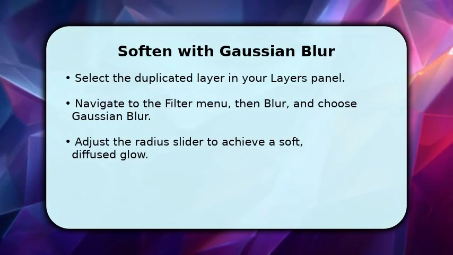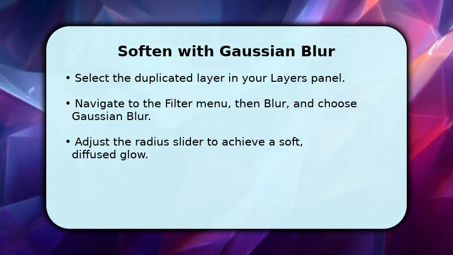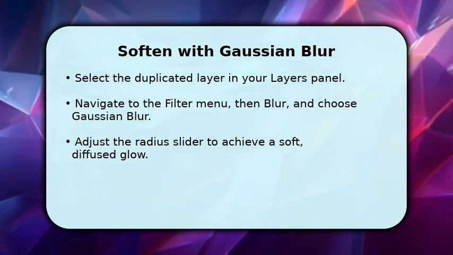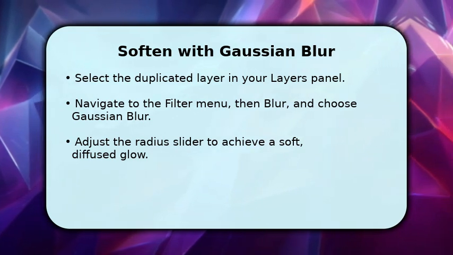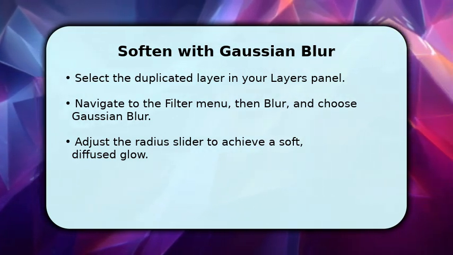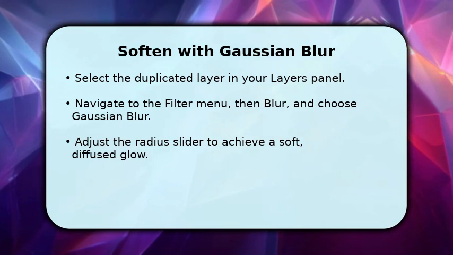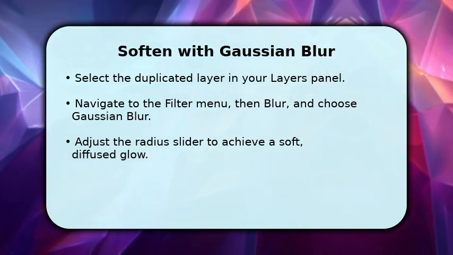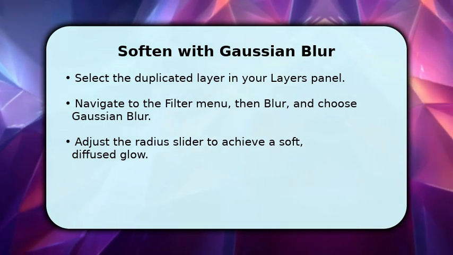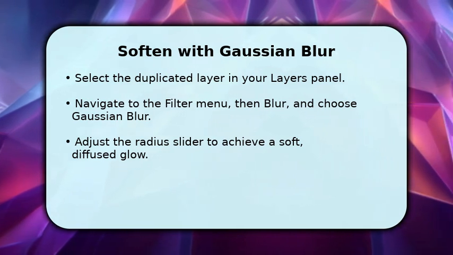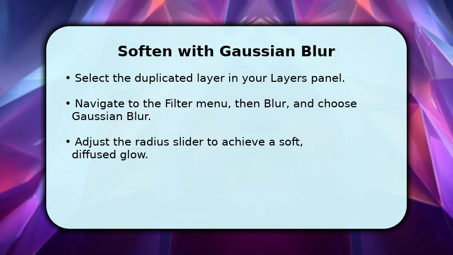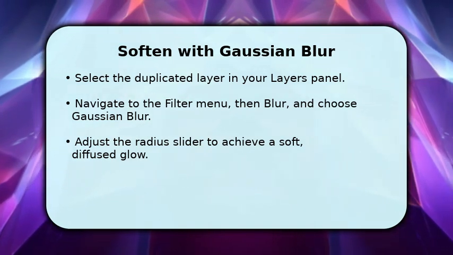Now, with your duplicated layer selected, it is time to introduce the softness. Go to the top menu, select Filter, then Blur, and finally, choose Gaussian Blur. A dialog box will appear with a radius slider. Drag this slider to the right to increase the blur. Aim for a radius of about 8 to 15 pixels, or more for high-resolution images, to create a pleasing, diffused glow around the highlights. Watch your image preview to find the perfect amount of blur.